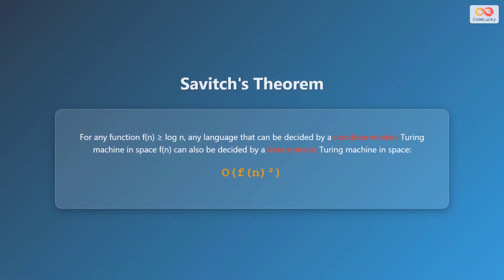Here's Savitch's theorem. For any function f of n which is greater than or equal to log n, any language that can be decided by a non-deterministic Turing machine in space f of n can also be decided by a deterministic Turing machine in space big O of f of n squared. In simpler terms, if a problem can be solved using a certain amount of space with a non-deterministic Turing machine, then a deterministic Turing machine can solve the same problem using at most the square of that space.